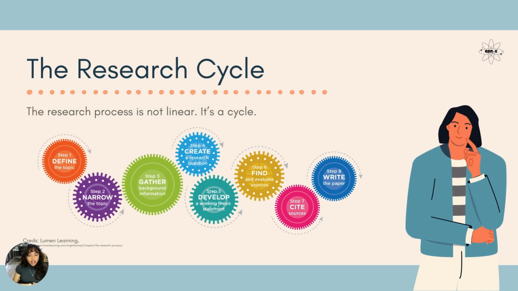Step 6 is to find and evaluate your sources. You want to figure out how you're going to be conducting your experiment, what sources you can use to back up your claims, and figure out how you're going to make your reasoning. Step 7, of course, is to cite your sources. Make sure you're giving proper credit to where you're getting your information. Step 8 is to write your paper, putting it all together and creating your research project.